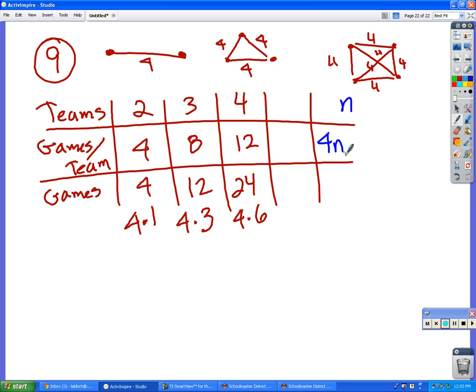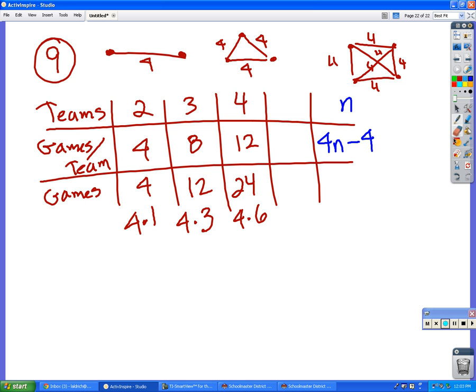What do I have to add or subtract to make it work? Minus 4, because 2 times 4 is 8, minus 4 is 4. 3 times 4 is 12, minus 4 is 8. 4 times 4 is 16, minus 4 is 12. So if I subtract 4 each time, then that will work.